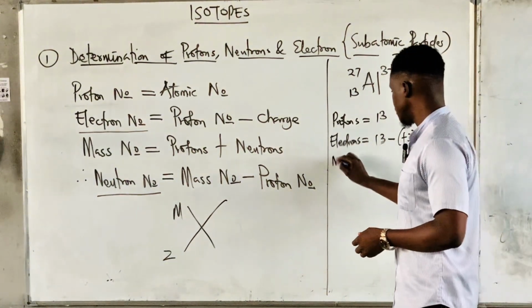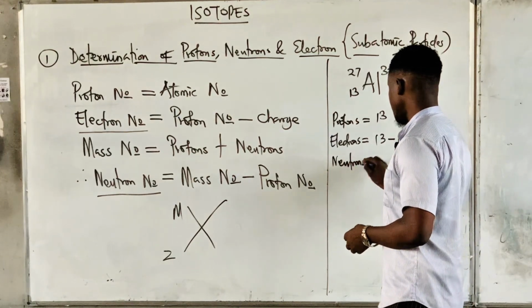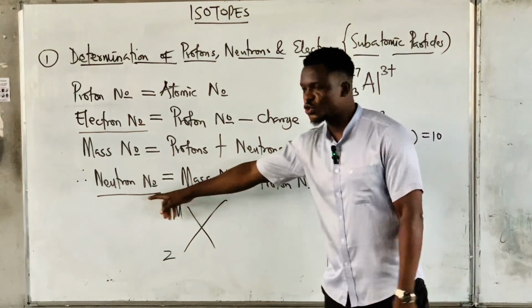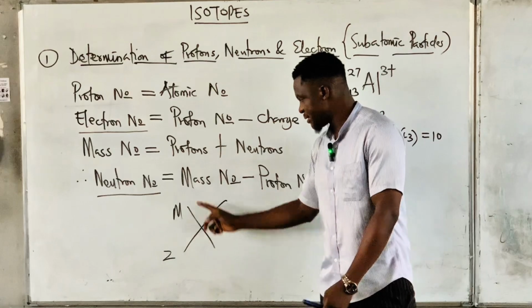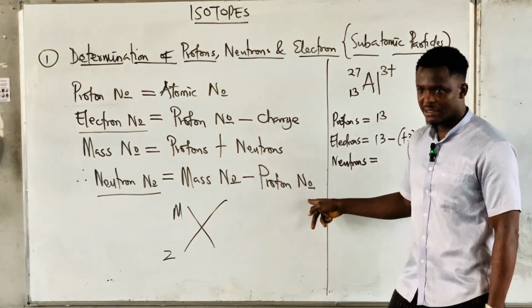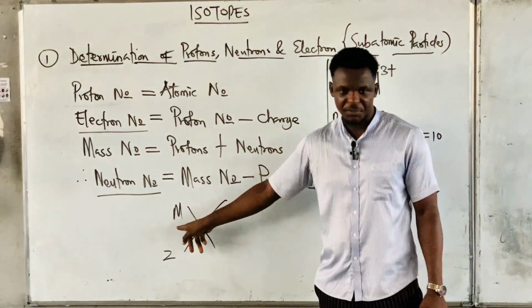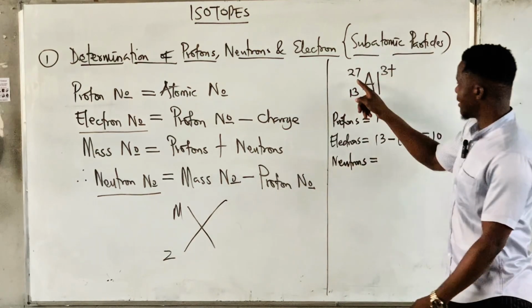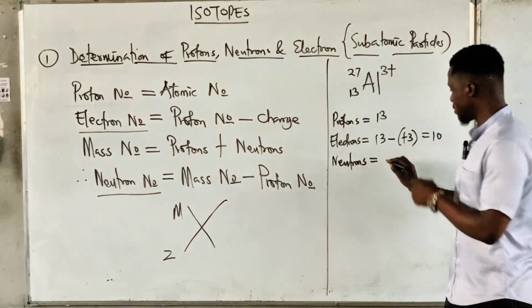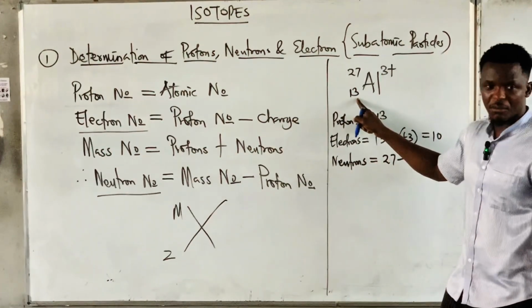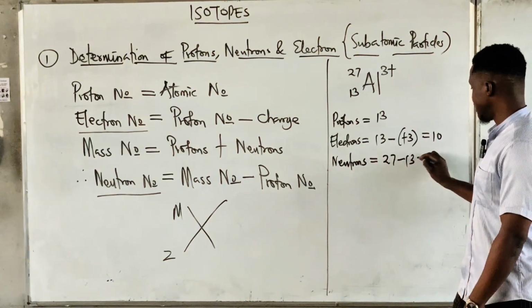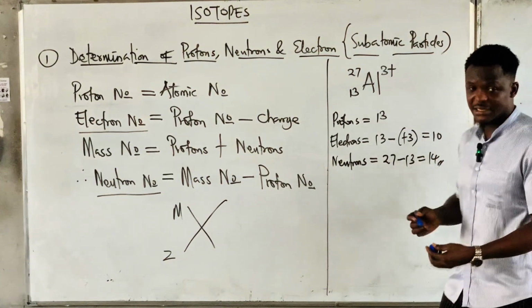Now neutron, based on this formula, I said neutron number, which is equivalent to neutrons, is mass number minus proton number. The mass number is always the superscript, right? Now, what is the mass number in this case now? 27. So I'll say 27. What's the atomic number here? So 27 minus 13 is equal to what? 14. So that is it.